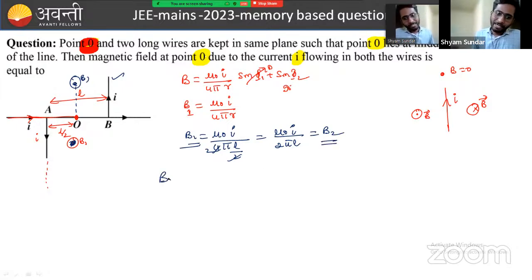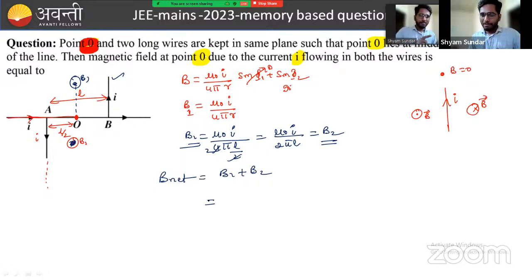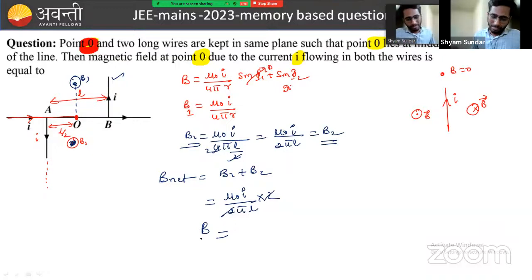Then the net magnetic field can be calculated by B1 plus B2, simple addition, because the direction is the same. Both are the same, so write one and multiply by 2, no problem. Mu naught I divided by 2 pi L into 2, the 2s cancel. The net magnetic field will be mu naught I divided by pi L.